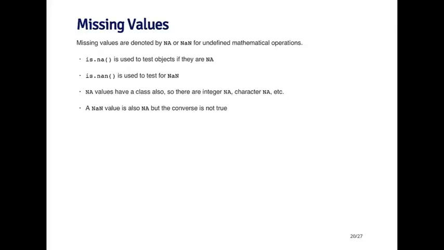So NA values can have a class too. You can have missing integer values, or missing character values, or missing numeric values, etc. And so even though it looks like it's all NAs, the NAs can have different classes potentially. And then a NaN value is considered to be also NA. So a NaN value is considered to be missing. But the reverse is not true. So an NA value is not necessarily a NaN value.